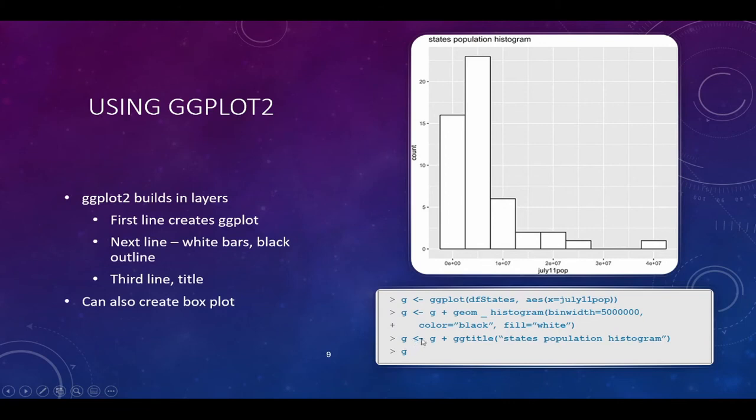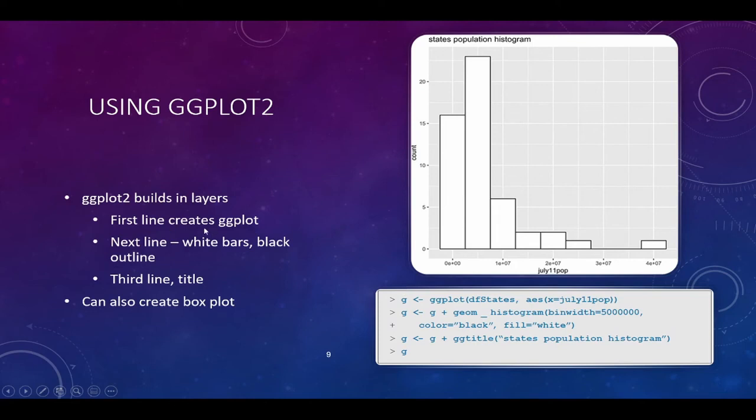Now this third layer, we're adding upon it. So G assign G plus ggtitle. What that's going to do is give your plot a title. So we're titling it States Population Histogram. You can see how that appeared up here, States Population Histogram. And then we just put in the variable that we defined as the ggplot, and the output will look just like the plot up here.